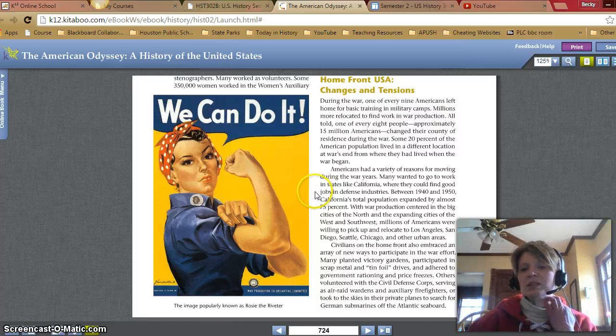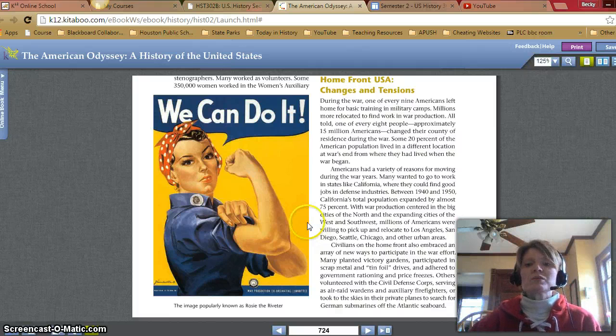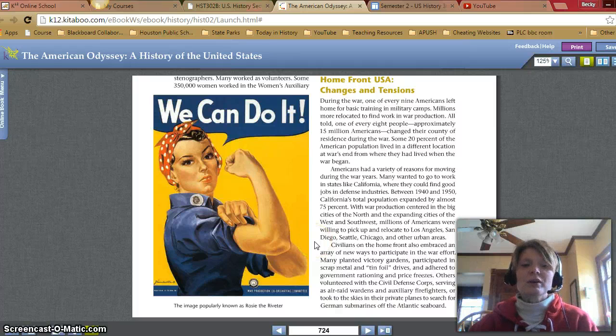Many wanted to go to work in states like California where they could find good jobs in defense industries. Between 1940 and 1950, California's total population expanded by almost 75%. With war production centered in the big cities of the North and the expanding cities of the West and Southwest, millions of Americans were willing to pick up and relocate to Los Angeles, San Diego, Seattle, Chicago, and other urban areas. Civilians on the home front also embraced an array of new ways to participate in the war effort.